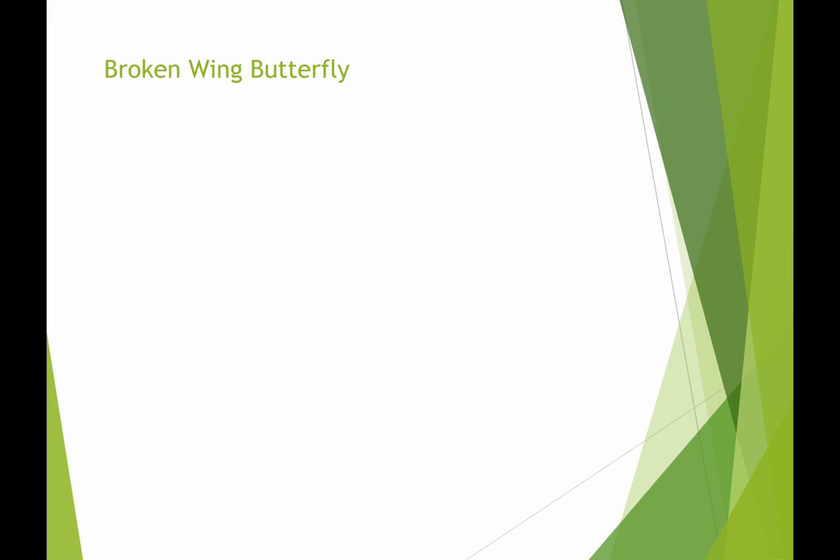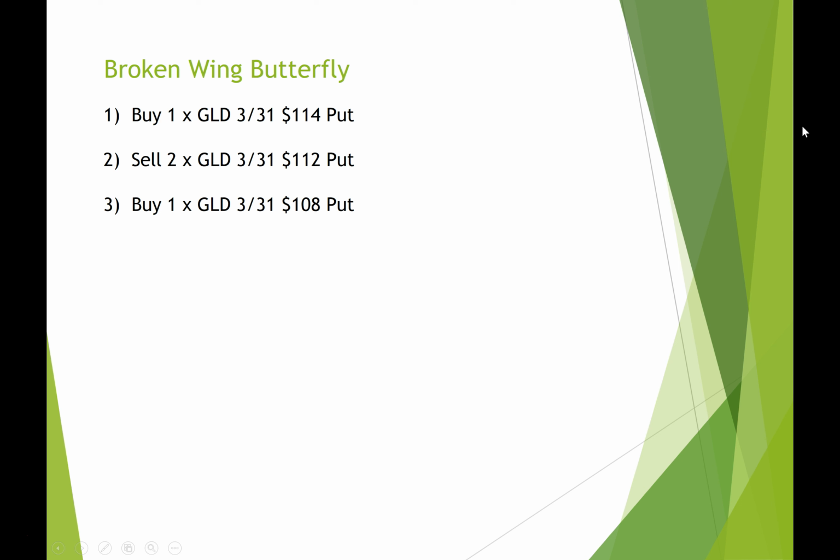If it doesn't, we're not out any money. So what I'm potentially going to do is buy one GLD 331, a quarterly option, at the 114 put. I'm looking at selling two GLD 331 112 puts, and buying one GLD 331 108 put. The reason it's a broken wing is your strikes are uneven. You only have 2 between the short and the long here, and you have 4 here. So it adds a little extra risk, but we do have an opportunity to potentially buy this for very, very low money or even zero money.